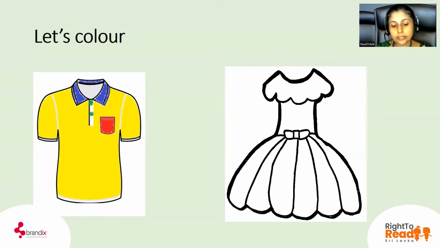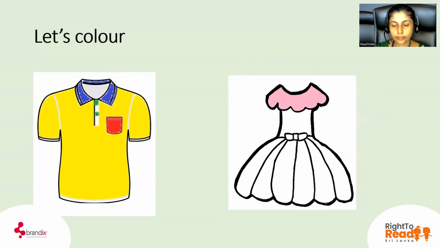Okay, let's move on to the next picture. This is a frock. There are some parts of this frock. There are pleats, there's a bow, and there's a frill around the neck. Okay, let's color the frock. First, you have to color the frills in pink. Then pleats in light blue and yellow. Now, you are going to use two colors for the pleats.